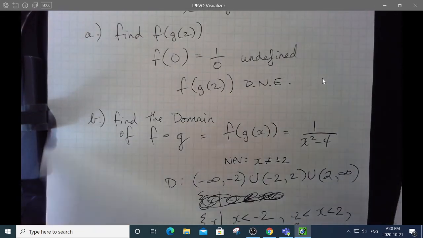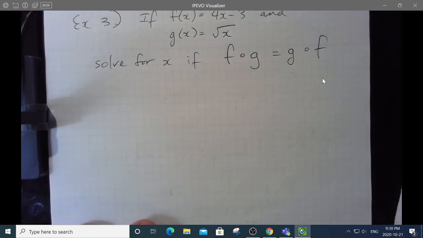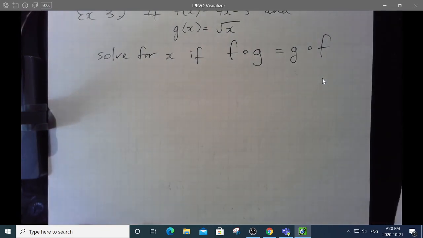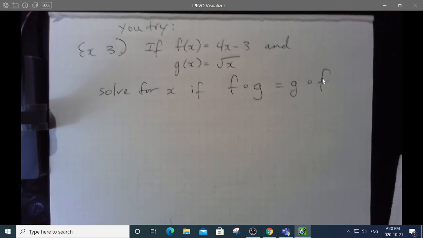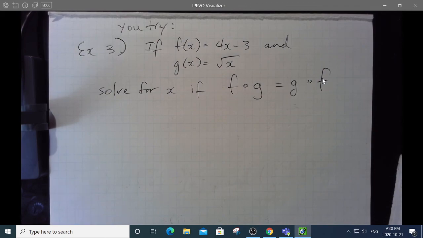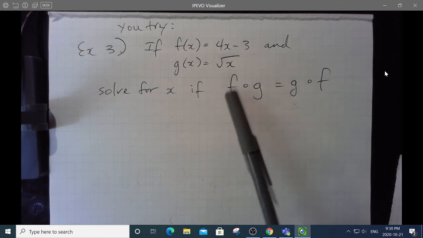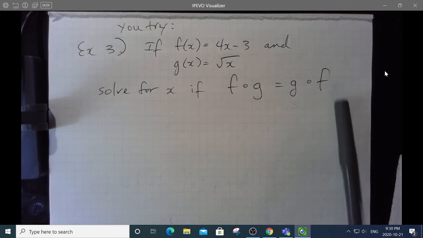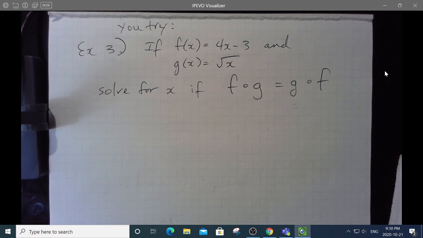That's example 2. Example 3 is kind of more of the same. Let's make this a U try. Pause the video and do a U try on this one. If f of x is 4x minus 3 and g of x is the square root of x, solve for x if f of g of x equals g of f of x. Cool. Give that a try. This is a neat problem. So let's pause the video and give it a try.